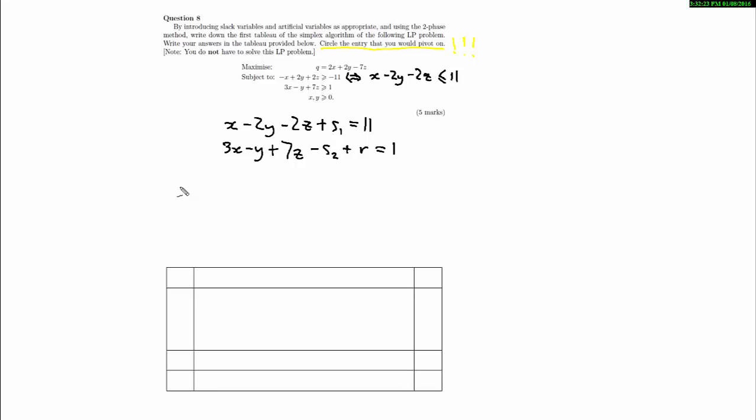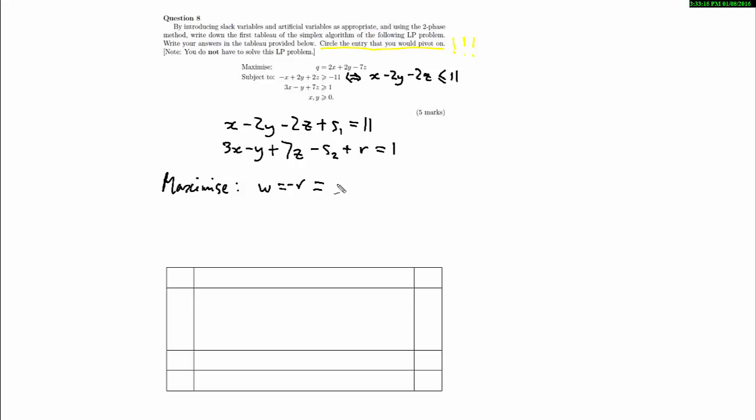Okay, so the next step of the problem is to give ourselves a maximization problem, which will be the first phase of the two-phase method. And we aim to maximize w, which we let equal to minus r. And we do this because in the end we want this artificial variable r to be equal to 0. So then we can continue by doing the second phase of the two-phase method, which is this maximization problem up here. Okay, let me just write out what minus r is equal to.